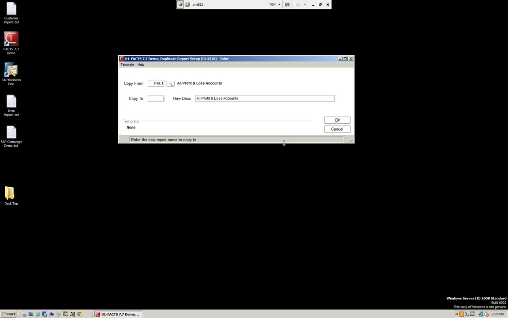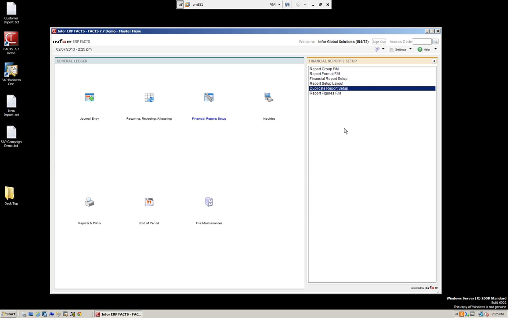So if you have a lot of these to do, maybe you have 2 companies that are very similar, 2 different databases, you can just move them from company to company. So it makes it a lot easier.